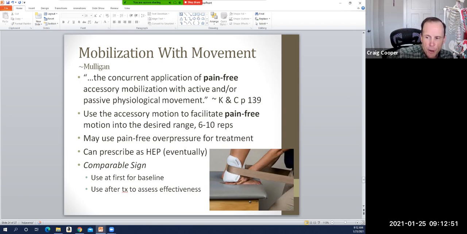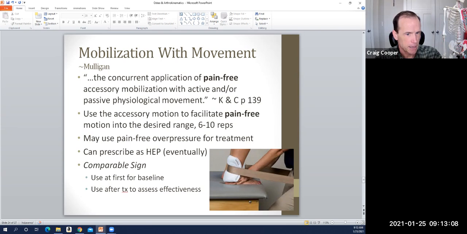This last part on the comparable sign, we're trying to get a sense of what was their uncomfortable sign. When you did dorsiflexion and you couldn't go as far as you needed to go, what stopped you? Where were you having pain? What did it feel like? And so then we do this mobilization with movement treatment, and then we ask them again, how does that pain that you were having feel now when you do that motion?